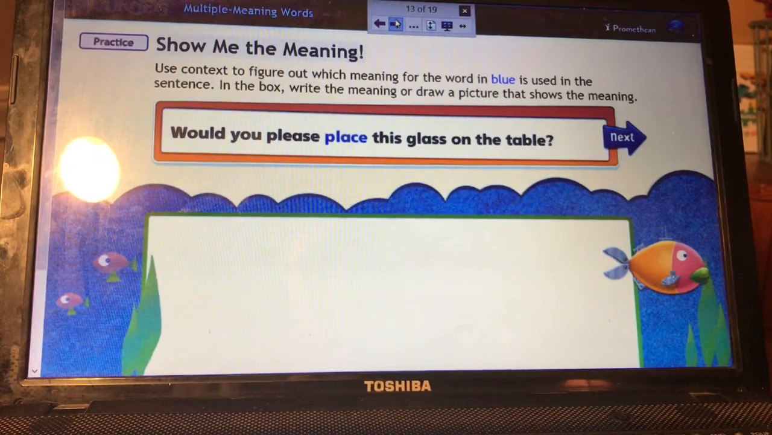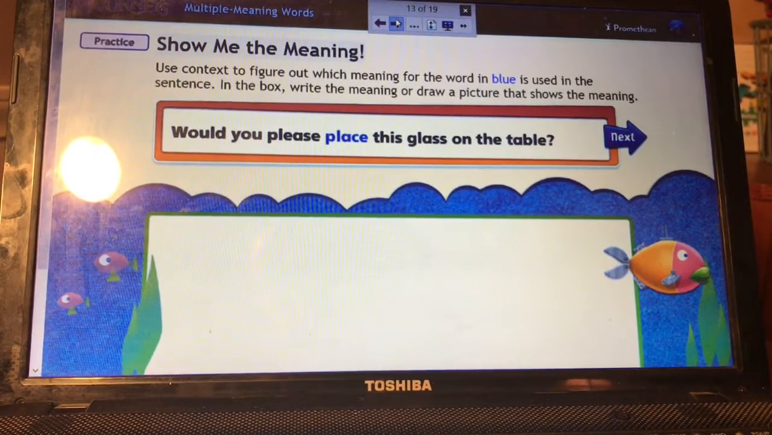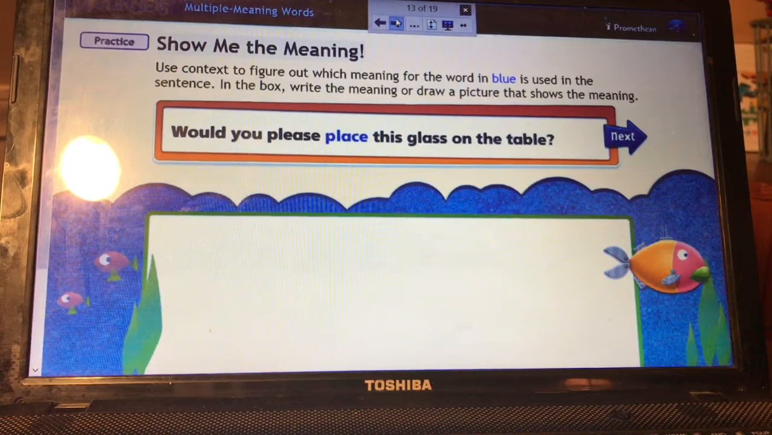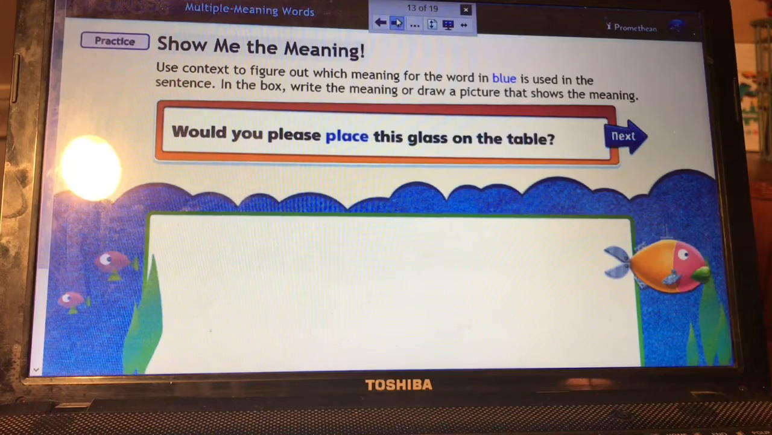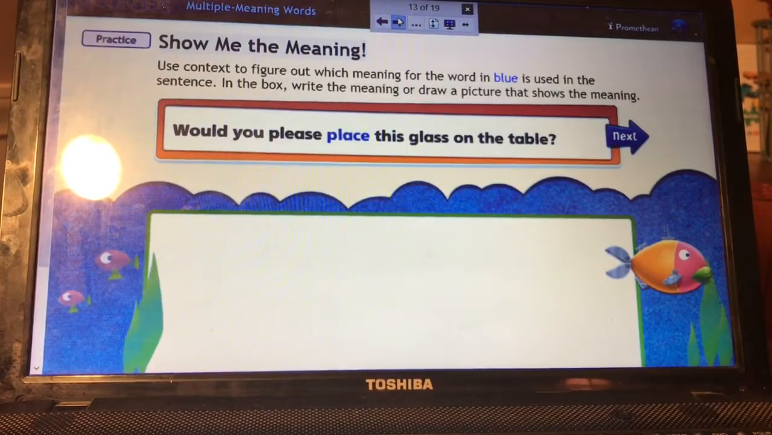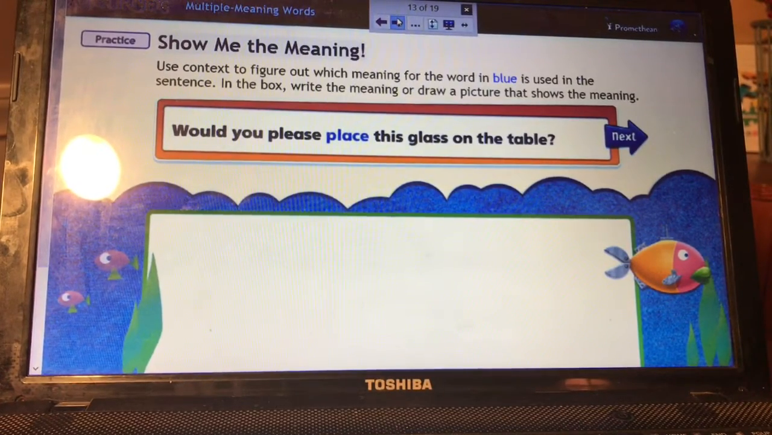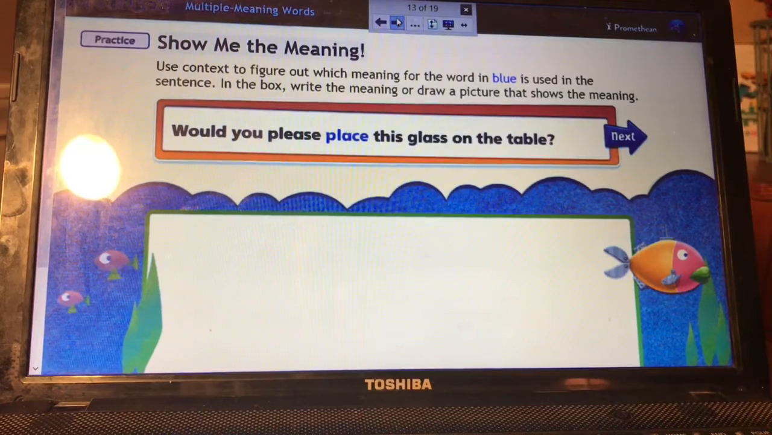Now this sentence says, would you please place this glass on the table? It sounds like in this case, place means to set something down. You write a sentence with another meaning for the word place. What else can you use the word place for? A place could be like a spot. My favorite place to be is at school.